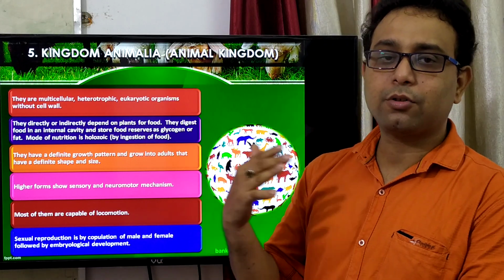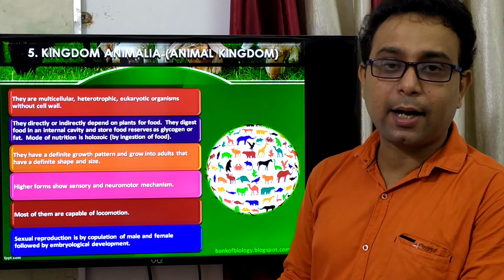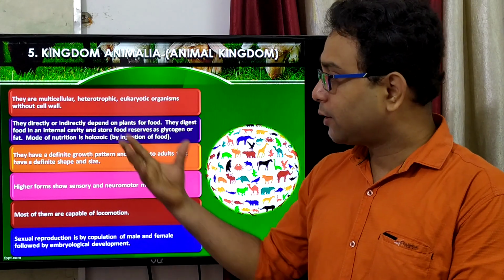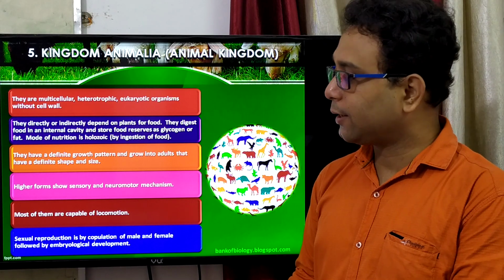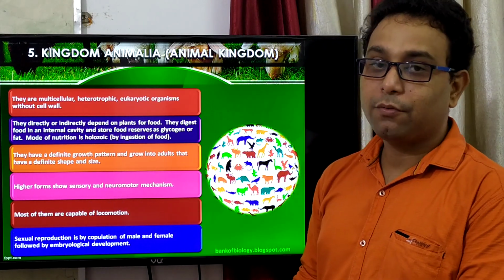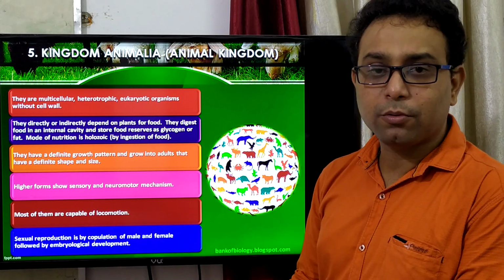Plants generally do not show locomotion, right? But animals locomote from one place to another. The main reason is that they are heterotrophic in nature. They require food, so they move from one place to another in search of food. Sexual reproduction is very common.